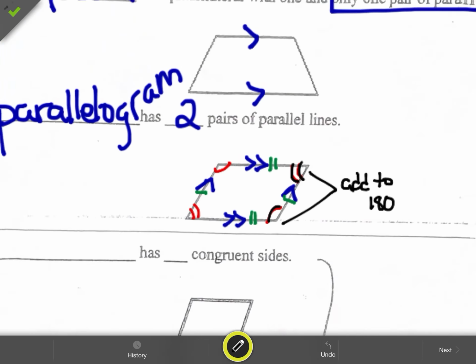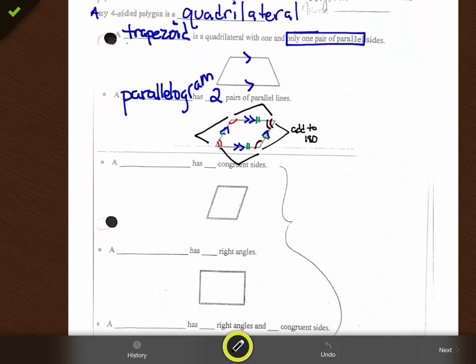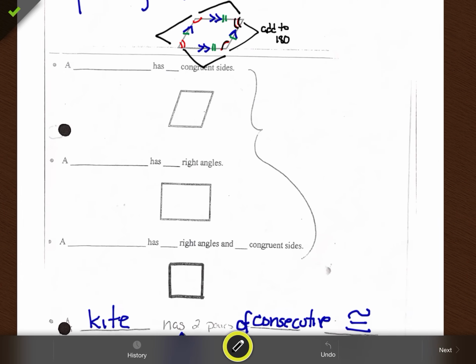Okay, as would these two, because consecutive means one right after the other. It also would mean these two right here and these two right here. Okay, so you have a lot of supplementaries going on there. All right, so that's a parallelogram.